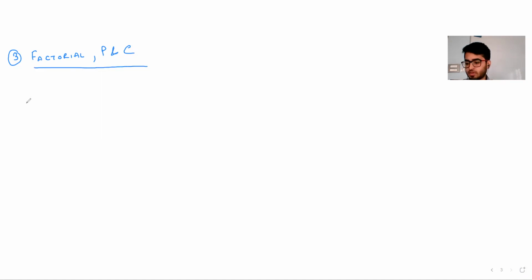So let's start with factorial first. If I have n factorial, where n is a positive integer, then n factorial is nothing but n into n minus 1 into n minus 2, and so on, into 3 into 2 into 1. So this is nothing but n factorial. And note that n is basically a non-negative integer. Next thing which we have is 0 factorial is equal to 1.